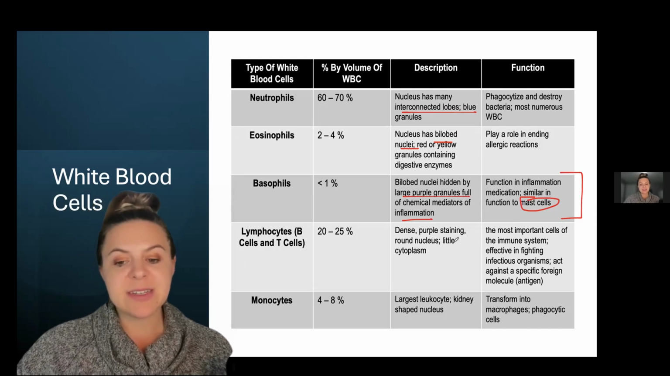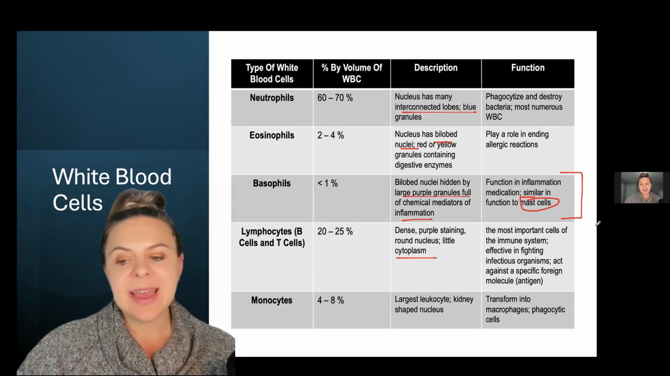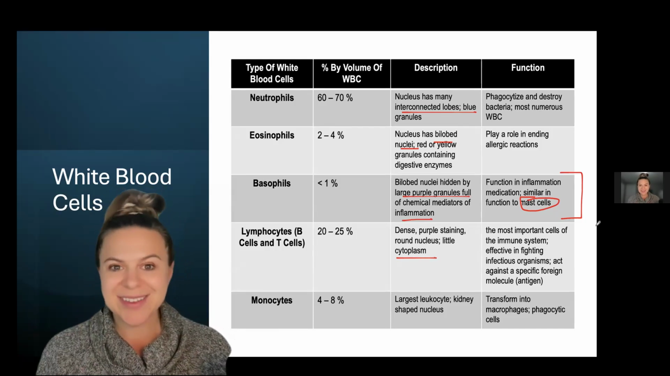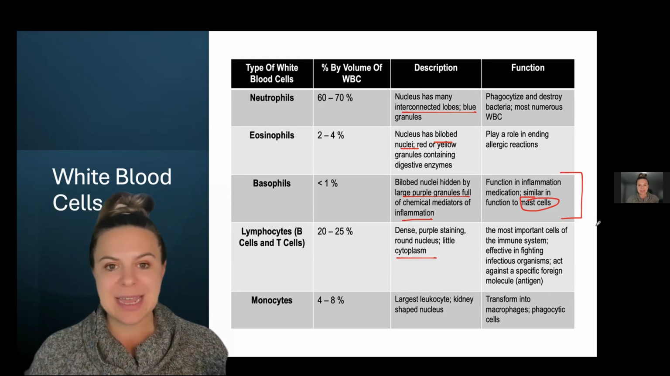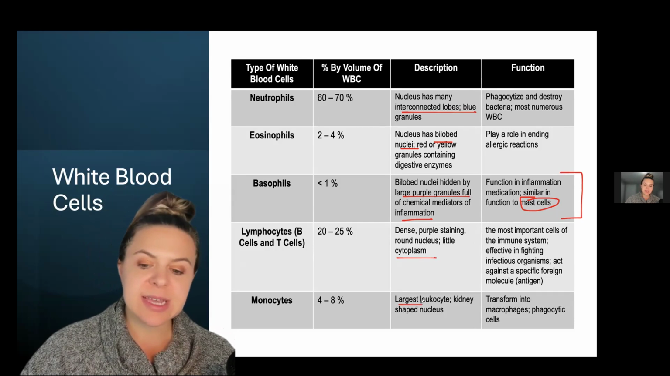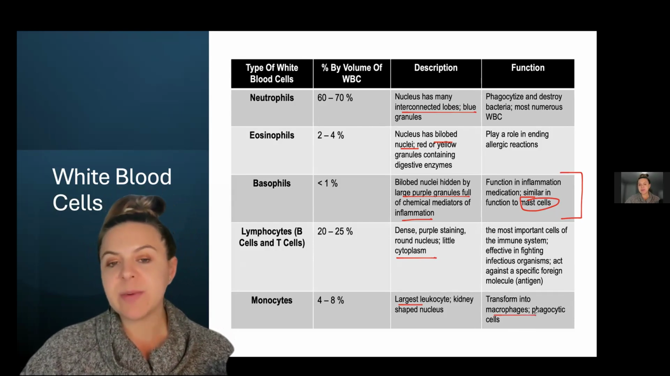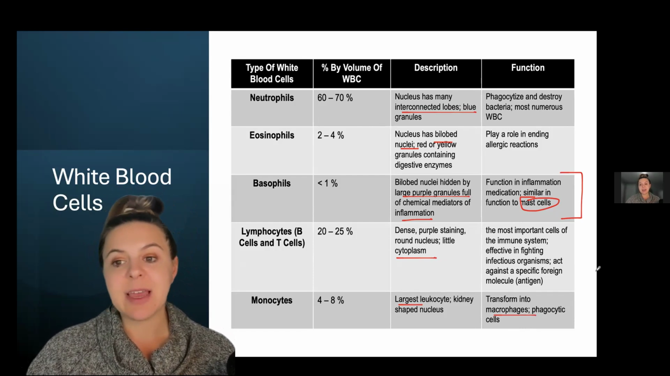And our lymphocytes have dense, purple staining round nuclei and really don't have a lot of cytoplasm. They're arguably the most important cells of our immune system and part of our adaptive immunity. And then monocytes are the largest of the leukocytes. They kind of have a kidney-shaped nucleus, and they can transform into macrophages in tissue and then become phagocytic.